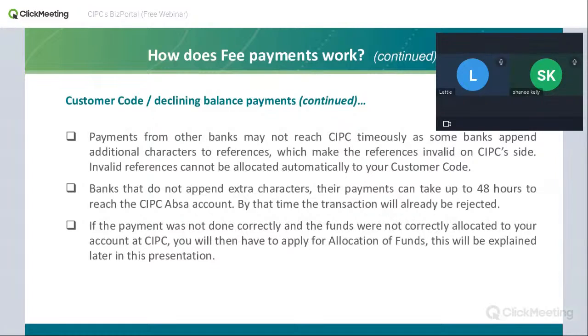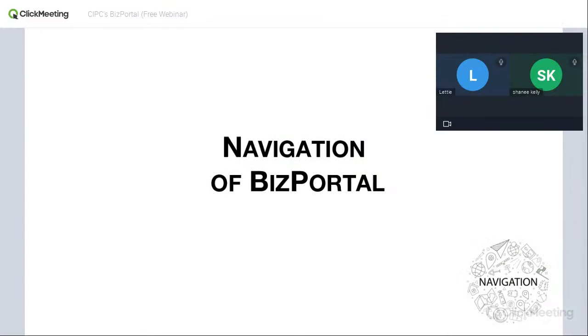If the payment was not done correctly and the funds were not correctly allocated to your account at CIPC, you will have to apply for allocation of funds. This will be explained later in my presentation. Now I'm going to go through the navigation of BizPortal.